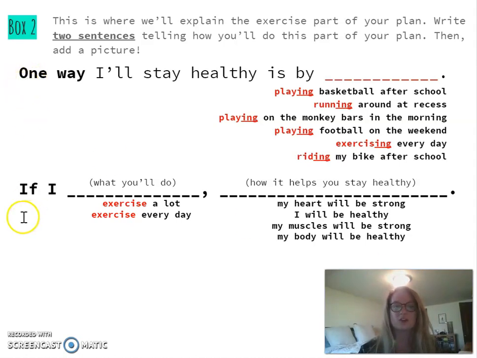Both sentences start with capital letters and end with periods. Maybe on my second sentence I would want an exclamation point because it's kind of exciting how healthy I'll be. As long as you have capitals and punctuation and are using the sentence frames, it should be your very best work. Go ahead and pause the video here so you can complete box 2 about all of the exercise you're going to do to stay healthy.